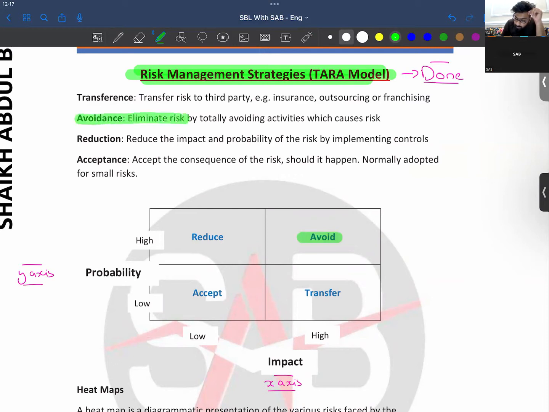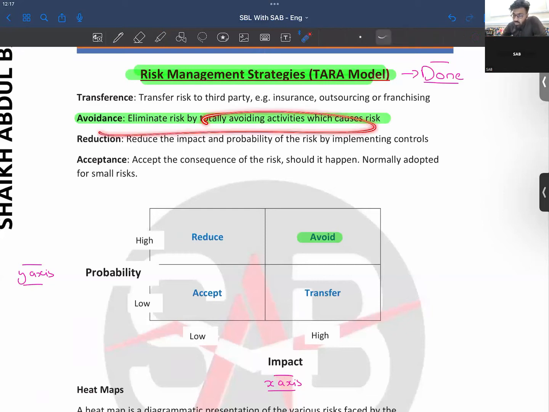And how? By eliminating the risk totally by avoiding the causes. It means you are not going to do anything which will cause this risk to arise, right?